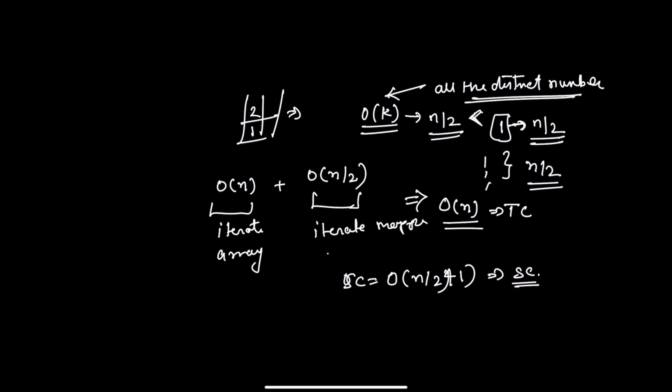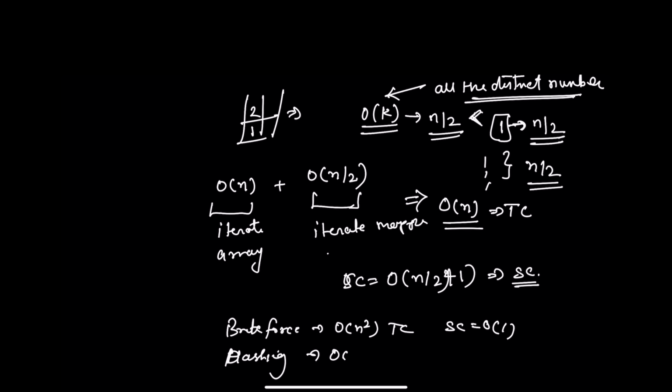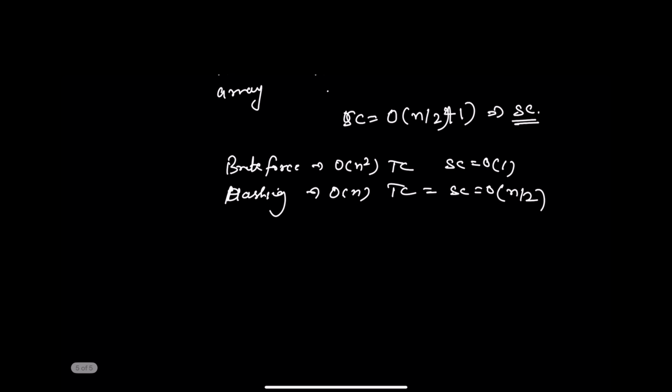So remember, from brute force we are getting O of n square as a time complexity and space complexity of O(1). And for this hashing approach, we are getting time complexity as O of n and space complexity of O of n by 2 at worst case. So this is the optimal solution for this question.